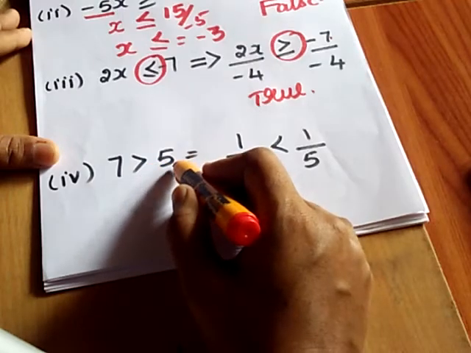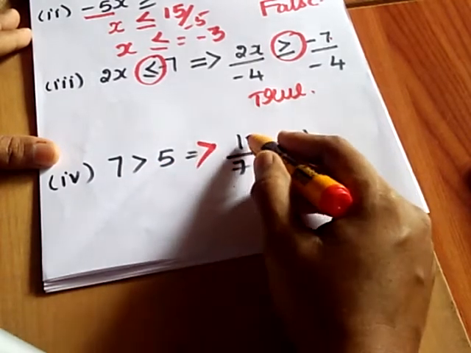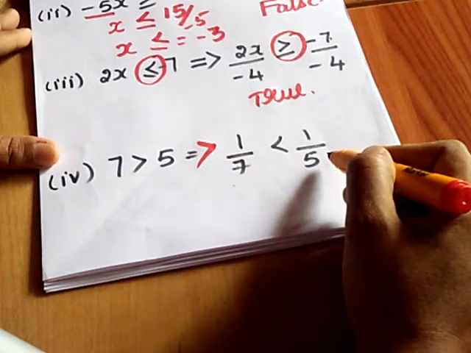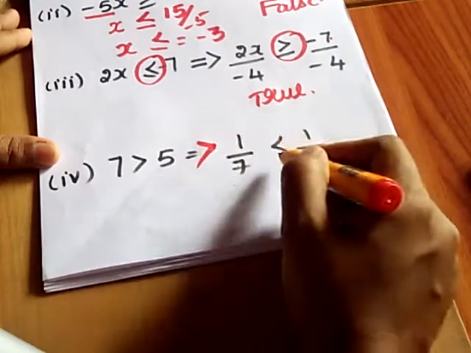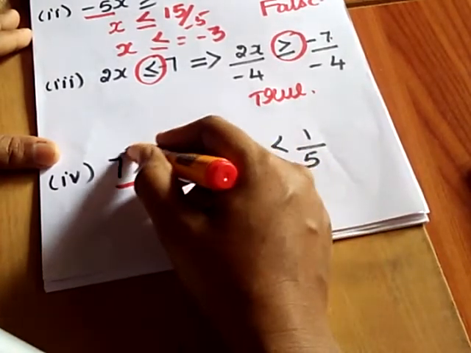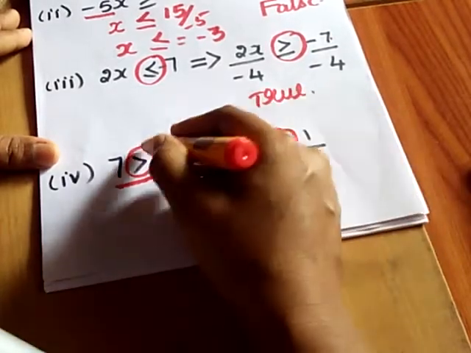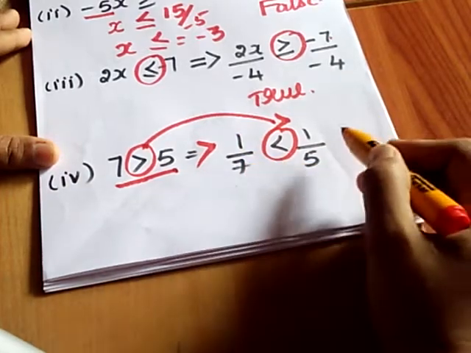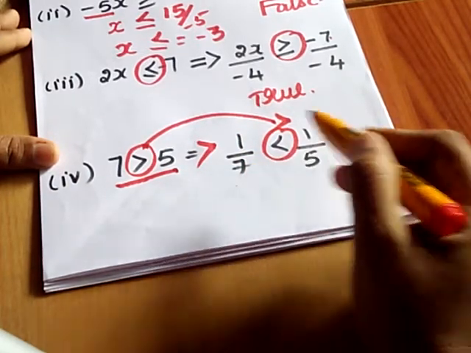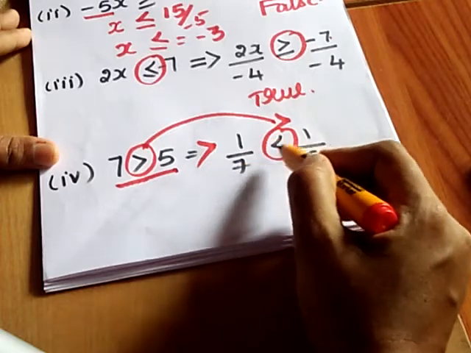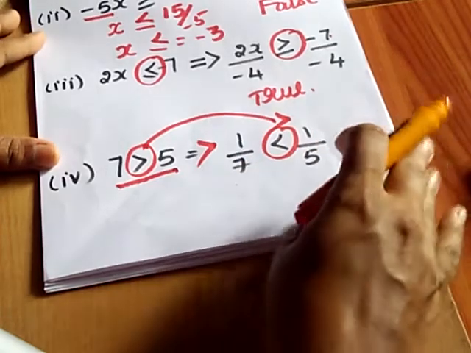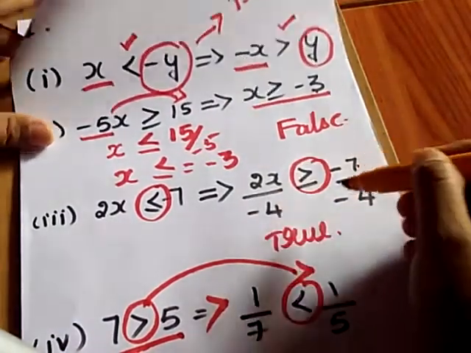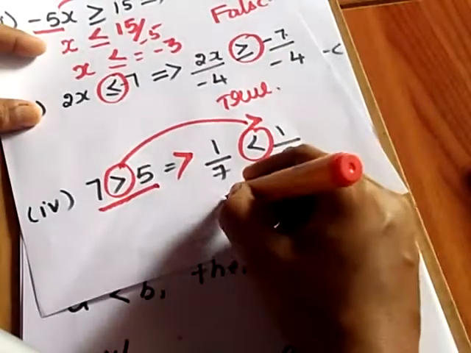Next, 7 is greater than 5. Therefore, 1 by 7 is less than 1 by 5. I hope you remember, children, rule number 6. When we take the reciprocal of the given inequation, the sign of inequality gets reversed. So the reciprocal of 7 is 1 by 7 and the reciprocal of 5 is 1 by 5. So 1 by 7 is less than 1 by 5. So the first statement is true and the second statement is false. Third and fourth statements, both are true.